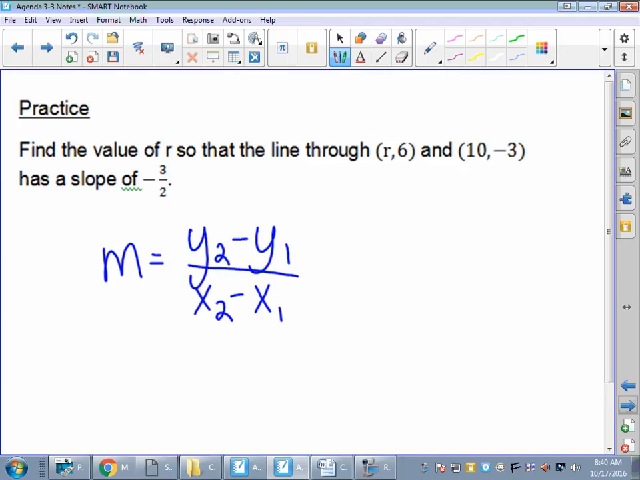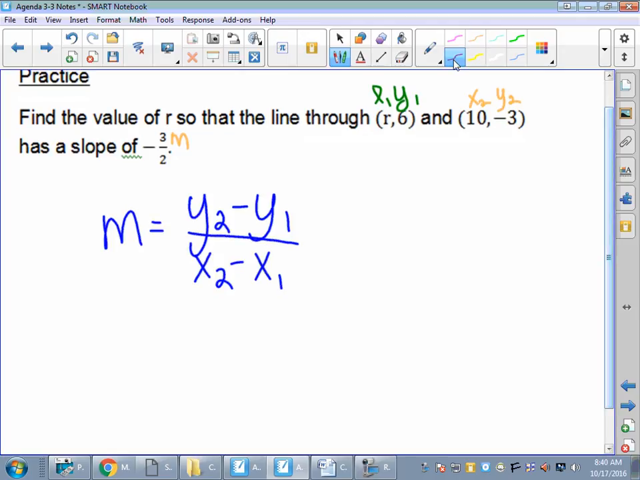Well, first of all, this is an x and a y, and it's my first point. This is an x and a y, and it's my second point. So I've got an x1, y1, x2, y2. Notice my x1 is an r. That's all right, I can still do that. And this right here is my m. So I can put my values in there. When I write -3/2, I'm going to put -3/2. As long as there's a negative on there, it's still all right.